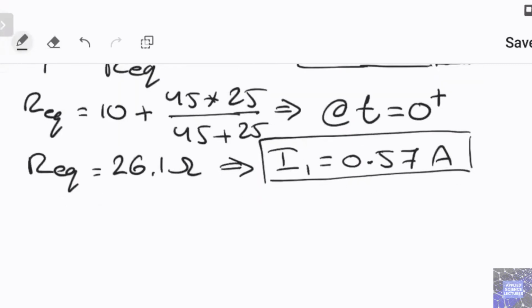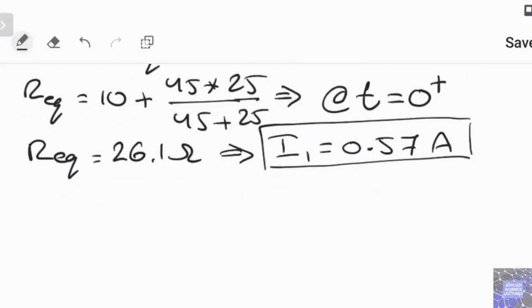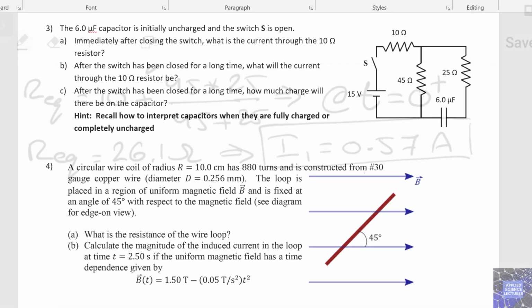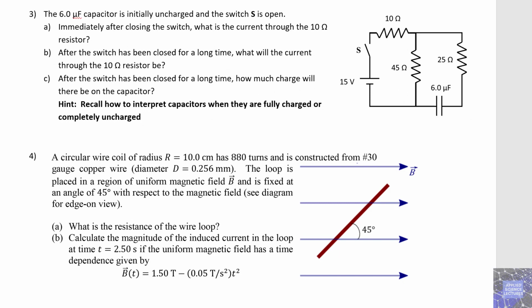Now the next part is we need the voltage drop here. After the switch has been closed for a long time, what is the current through the 10 ohm resistor?